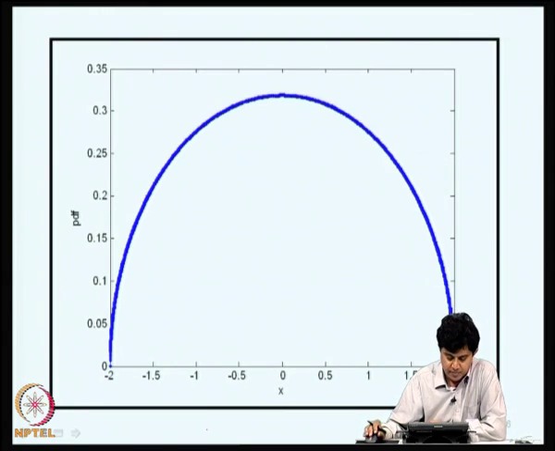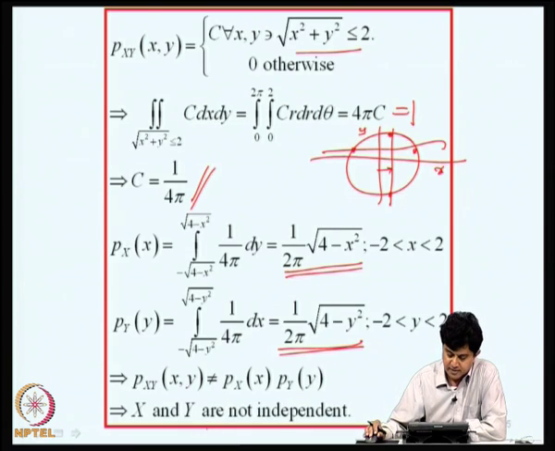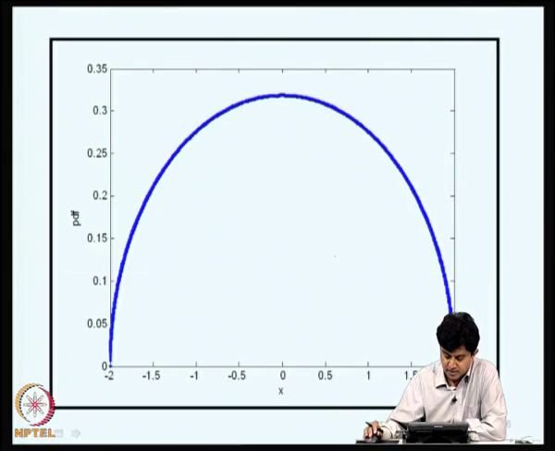So, this is a plot of the probability density function, that is this function Px of x is 1 by 2 pi square root of 4 minus x square. This looks like this.